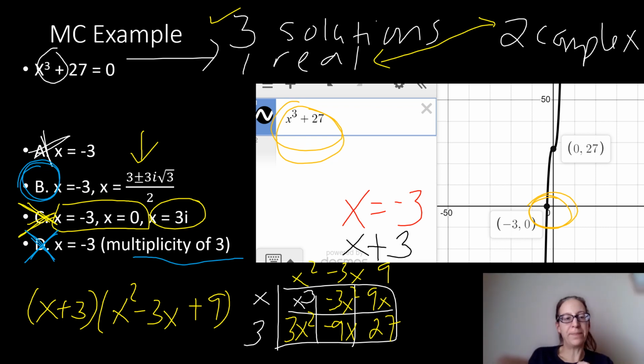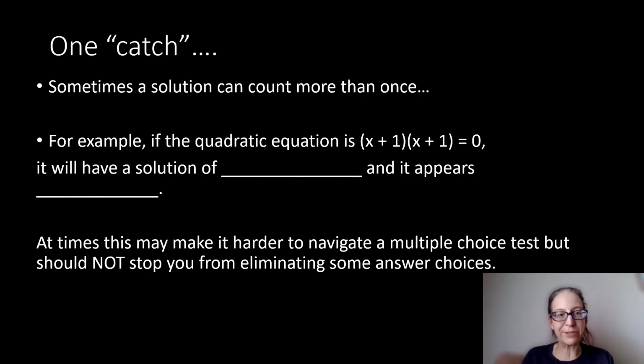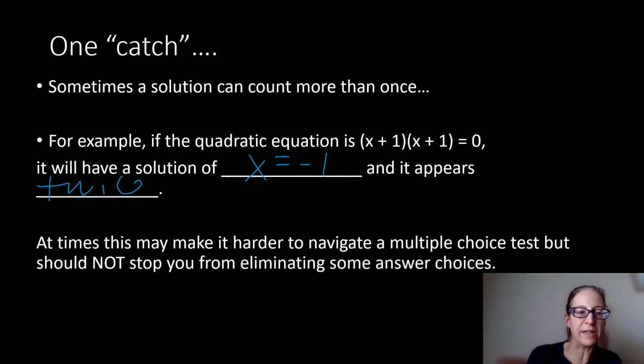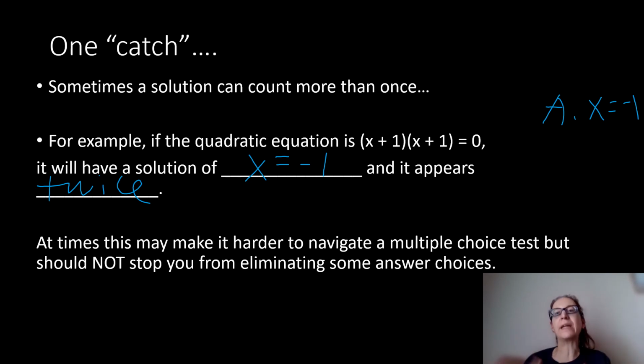All right. There is one catch, and this is what I was just talking about. I should probably have switched the order of these signs. Sometimes a solution can count more than once. For example, the quadratic equation x plus 1 squared, which we looked at earlier in this lesson, will have a solution of x equals -1, and that will appear twice. And so in the answer choices, it might just say like answer choice A, x equals -1. And you might be tempted to say, oh, I can't have that because it's a quadratic, it's supposed to have 2. I said at times this may make it harder to navigate a multiple choice test, but it should not stop you from eliminating some of the answer choices.